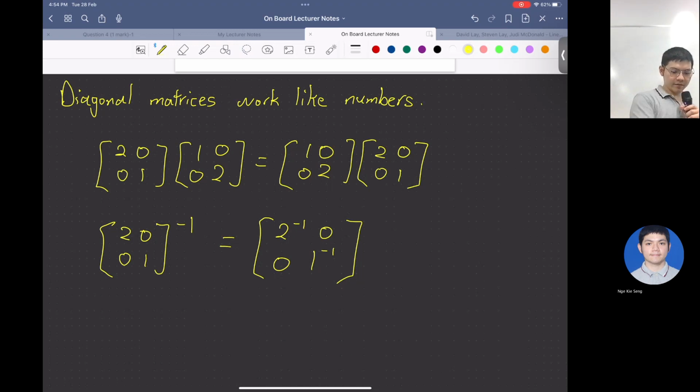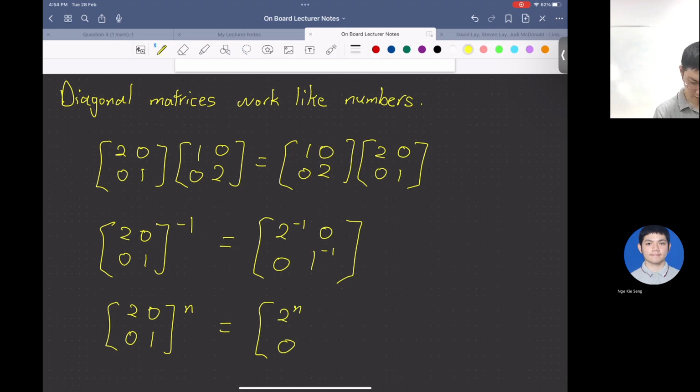What else do I want to add? Oh, and if you take the power, it's also taking the power on the diagonal. This doesn't work for a general matrix, but for a diagonal matrix it works.